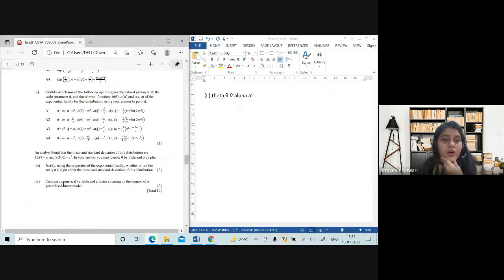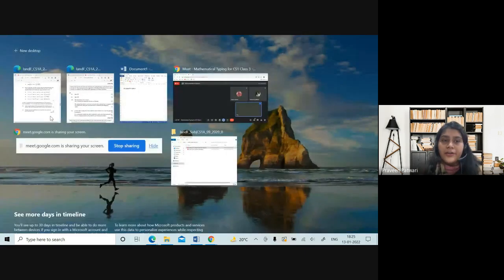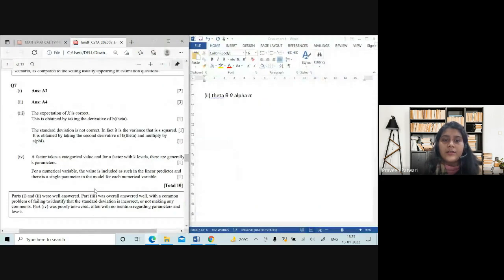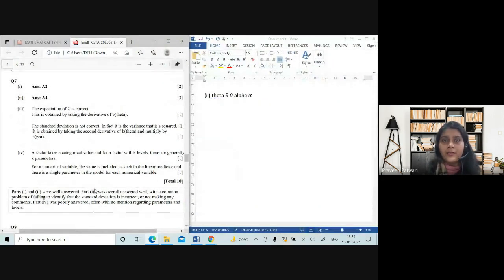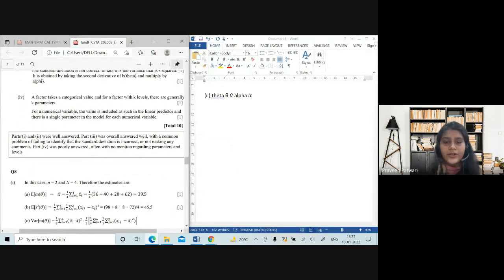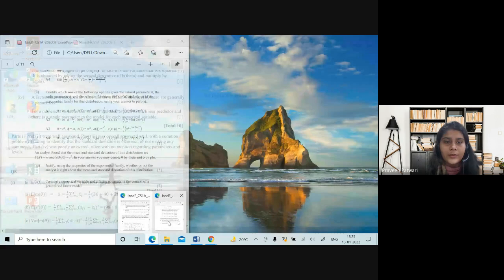Next part is: contrast a numerical variable and a factor covariate in the context of a GLM. 100% theory question. There is no practical part involved in this. It's completely theoretical.